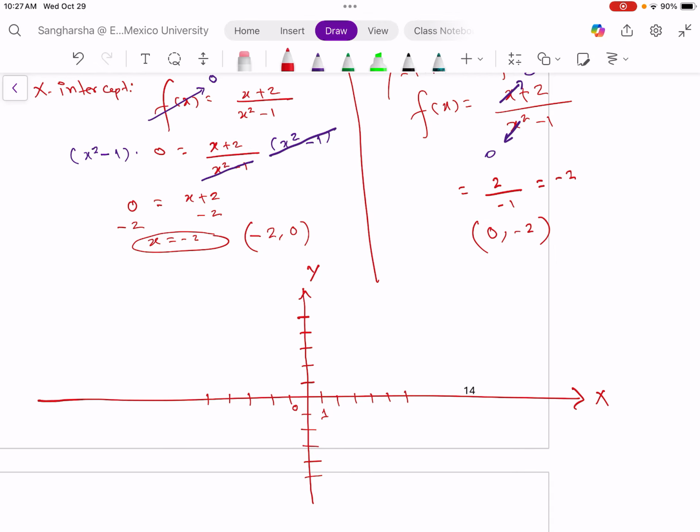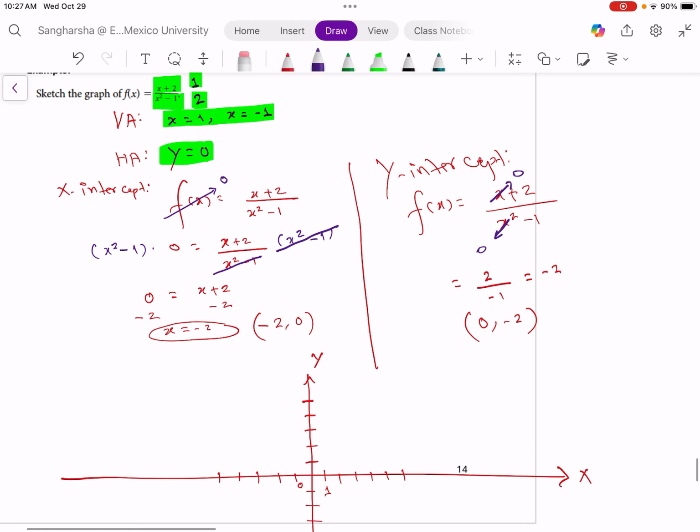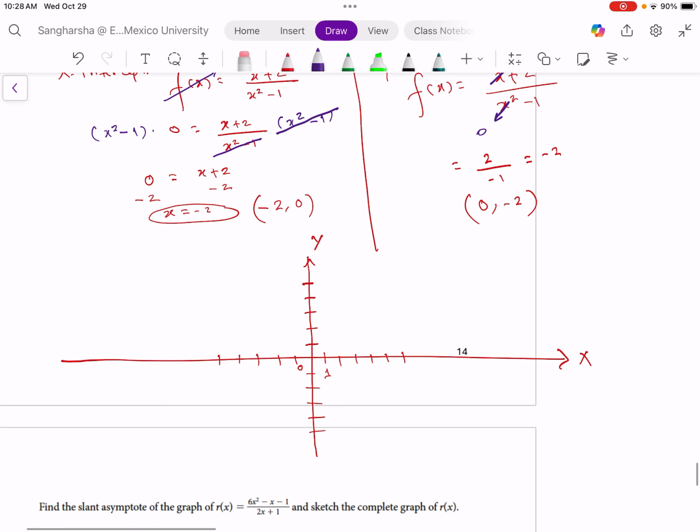So let's start with our vertical asymptotes. How do we draw a vertical asymptote? It's a vertical line. So you draw a vertical line at 1 and at negative 1. This is x equals 1. How do we draw x equals negative 1? That is also a vertical line, at negative 1. So these two are our vertical asymptotes.